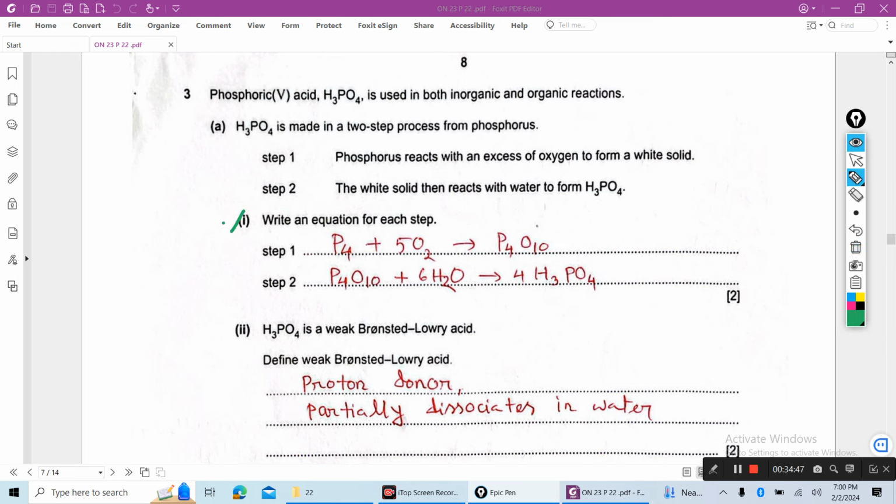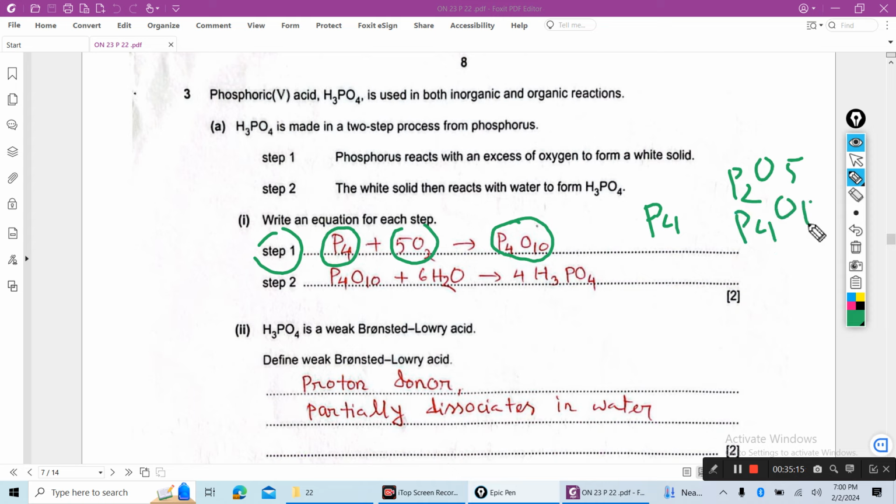Number A, 1. Write an equation for each step. For step 1 and 2, write the equation. So step 1, phosphorus exists as P4. Phosphorus P4 reacts with excess oxygen to form phosphorus pentoxide, P2O5, which is formed as a dimer, P4O10. This is a white solid. The white solid is phosphorus pentoxide, or phosphorus 5 oxide.